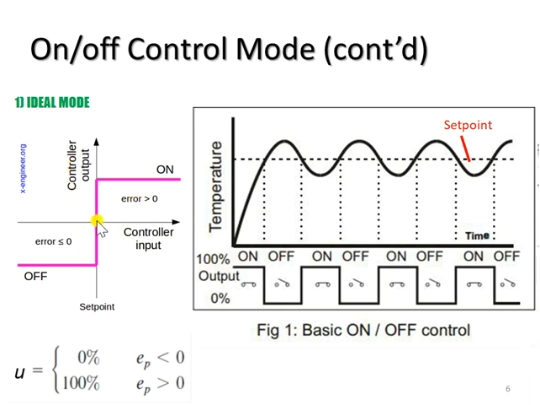As mentioned previously, when the error is less than 0, the controller output will be in the off state, or 0%. If the error is greater than 0, then the output will be 100%, or the on state. So we can look at first the set point for this controller.